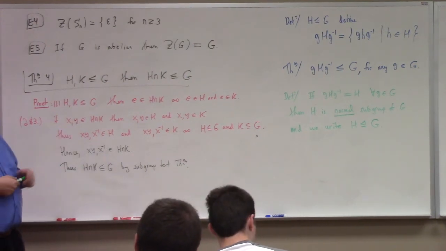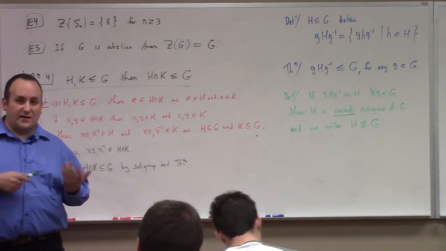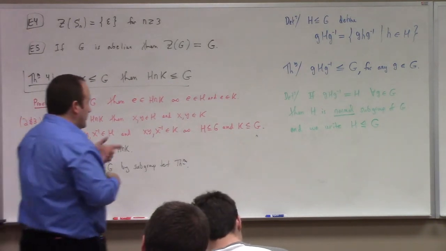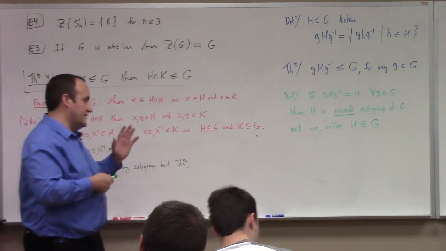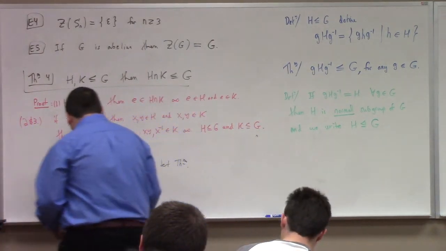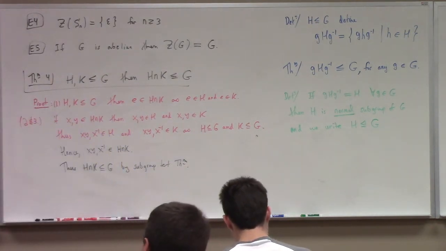Now, Nicholson has a nice example where he shows you that gHg inverse need not be H again in S3. He shows a subgroup of S3 which is not normal, all right? So I'll let you read that. We will come back to the idea of normal subgroups later. We're just throwing it out there now. Okay, so moving along here.